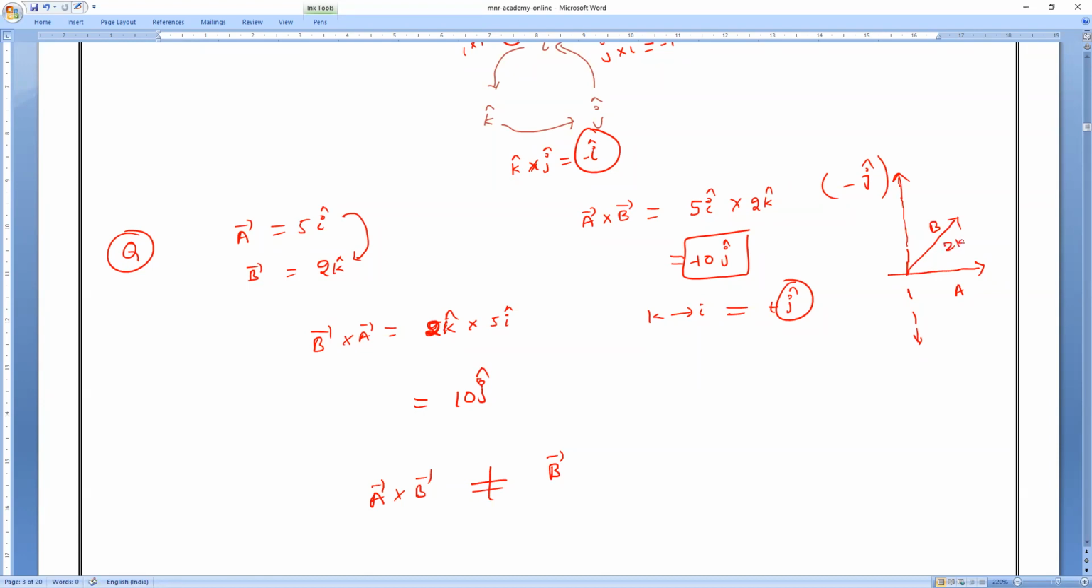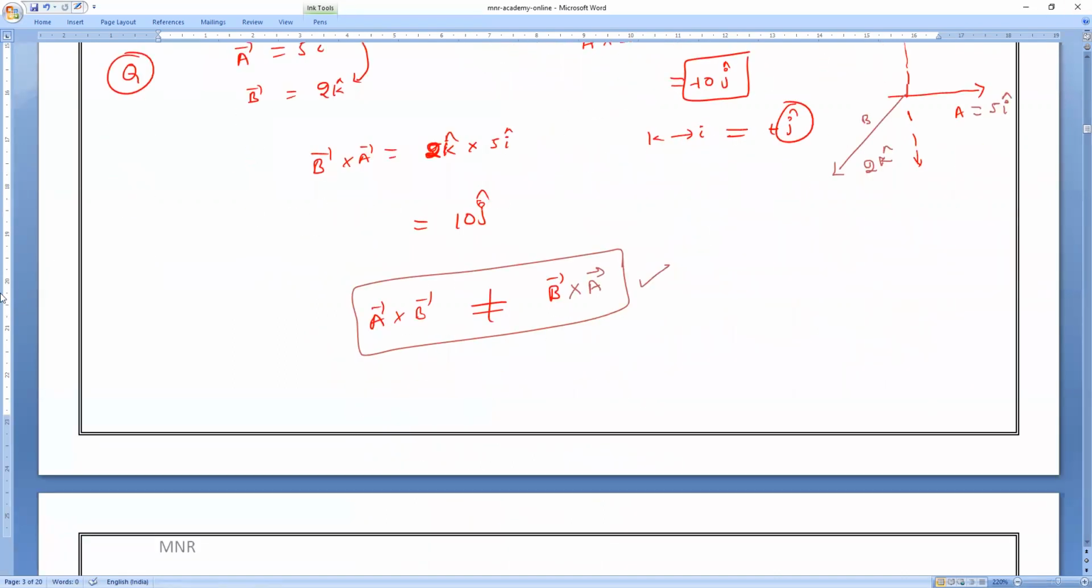B is 2 K cap. K cap means it will come in this direction, like this. This is the K cap direction. So this is 2 K cap, and this is A, 5 I cap. One goes upward and the other downward. So I will say A cross B is not equal to B cross A. Is it right or wrong? Proved or not? All of you.